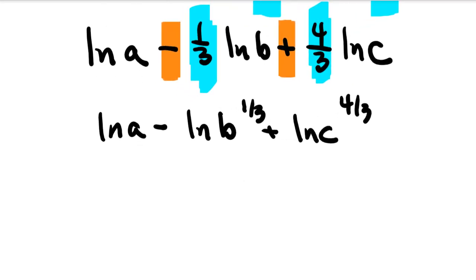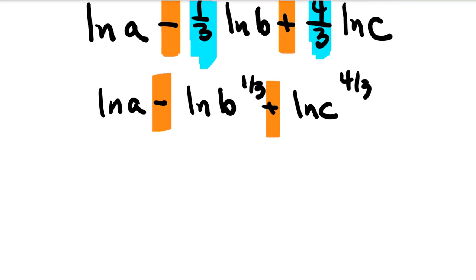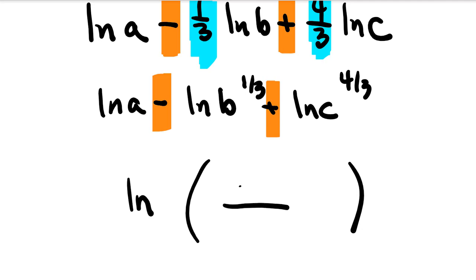Now from here, we got to be careful with our subtracting and our adding. Subtracting is going to mean we're dividing. So when we start this out, we'll write natural log just once. And then we're going to be doing some multiplying and some dividing in there. Now a is going to be in the numerator. Now that b to the 1/3, that's going to be in the denominator because you are subtracting that quantity. Now natural log of c to the 4/3, since that piece has a plus right before it, the c to the 4/3 is going to go in the numerator.